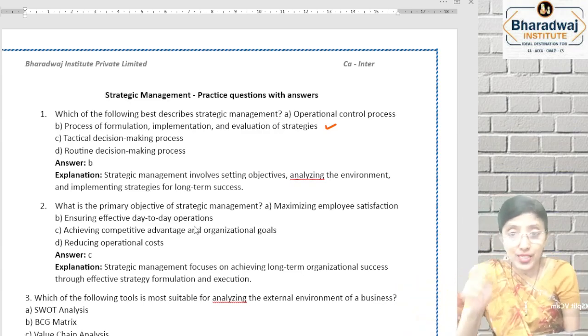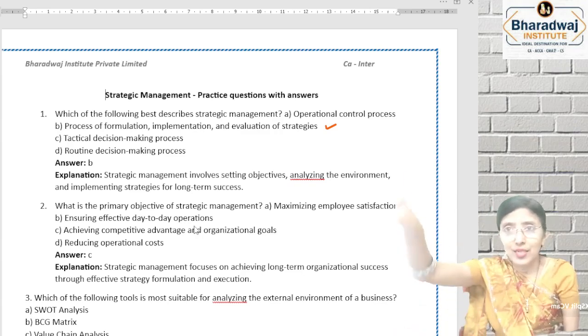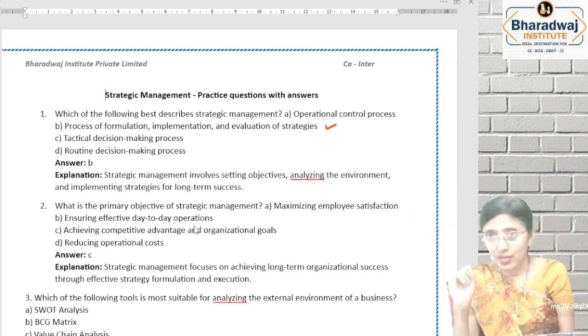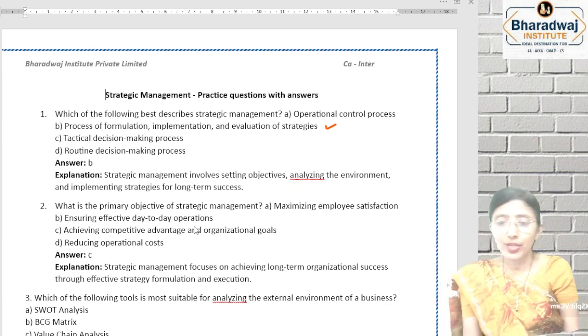So SM as a process is what the question is. Are you clear? So the answer is process of formulation, implementation, and evaluation of strategies. Now, the second one I'm going to ask.